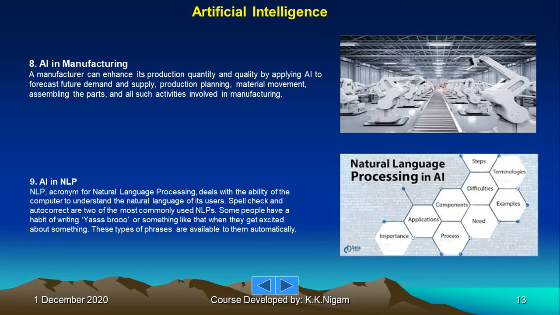Then in manufacturing, if you see, the manufacturer can enhance their production, both quality and quantity, by applying AI. And that is why AI is extensively being used in the production area. It can forecast future demand and supply, production planning, material movement, assembling the parts, and various other areas in the manufacturing arena. Then NLP, natural language processing, where AI is being used in a very big way.